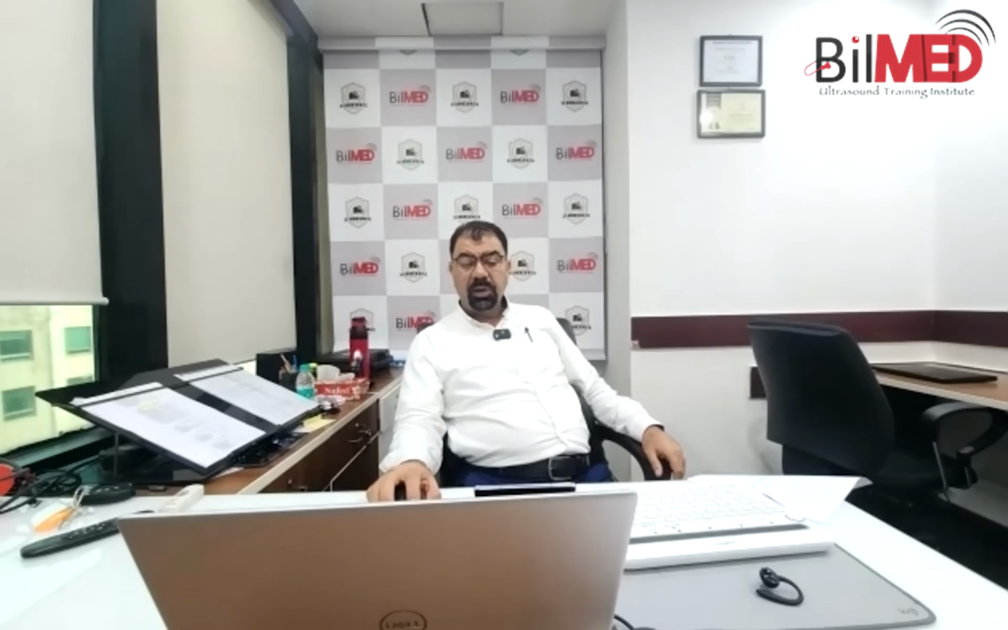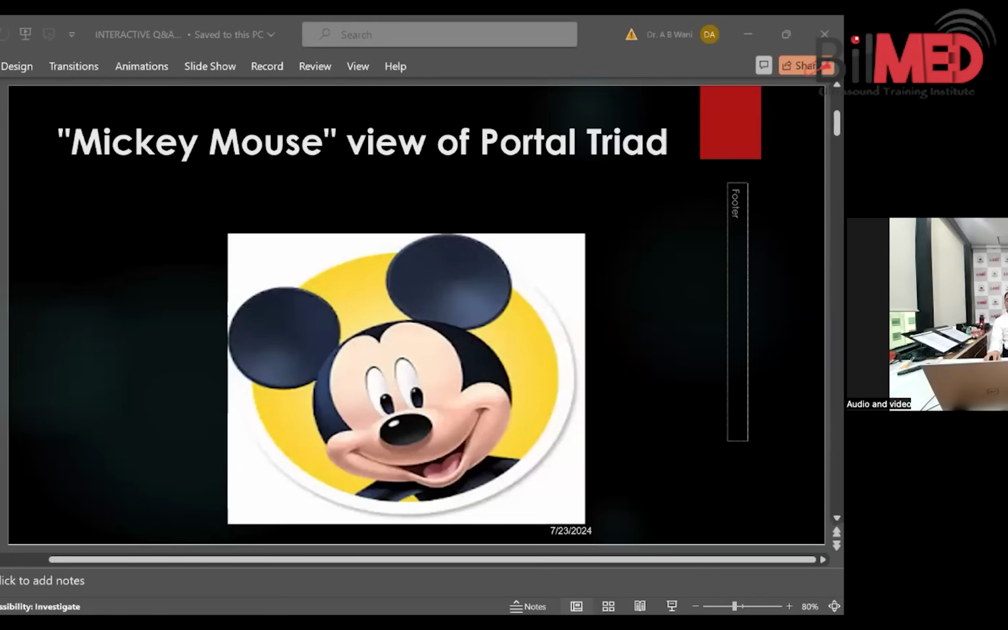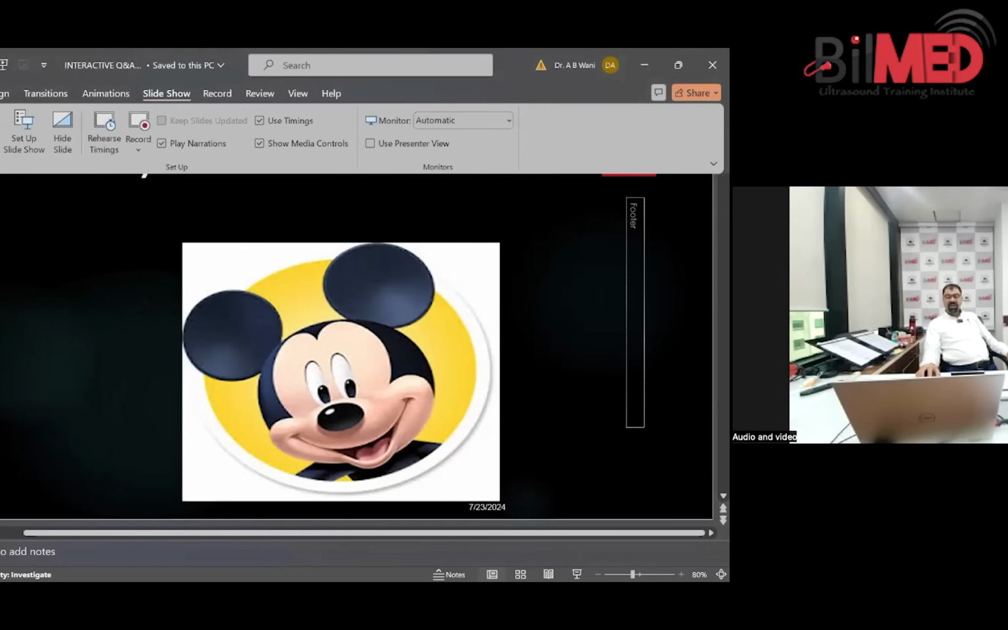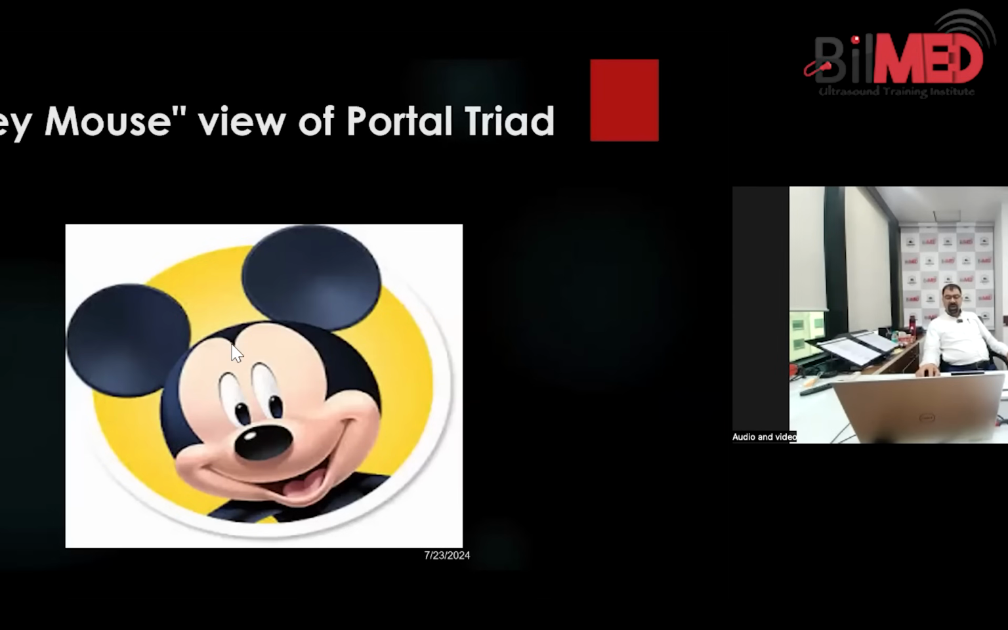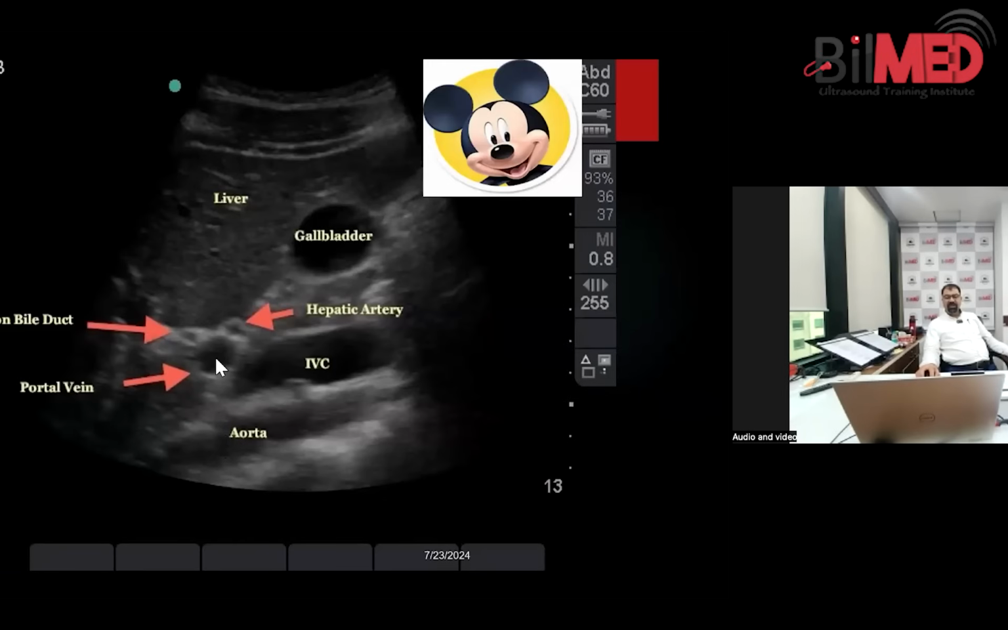Okay, so let me share the screen first. Now see, when we say CBD, first of all, there is a Mickey Mouse sign. In this Mickey Mouse, there is a face, a left ear and a right ear. So these are the two ears, and this is the face of the Mickey. What I mean by that is that this face of the Mickey is the portal vein. So you will see on ultrasound the Mickey Mouse sign over here. This is the face of the Mickey. So when I say face, it is actually the portal vein, and one ear of the Mickey is the common bile duct, and the other ear is the hepatic artery.